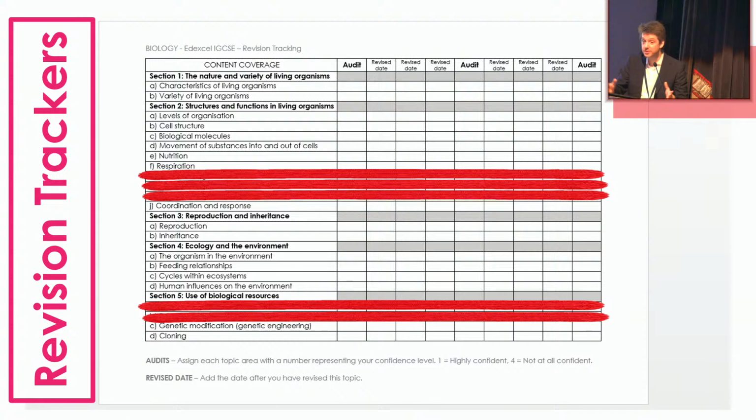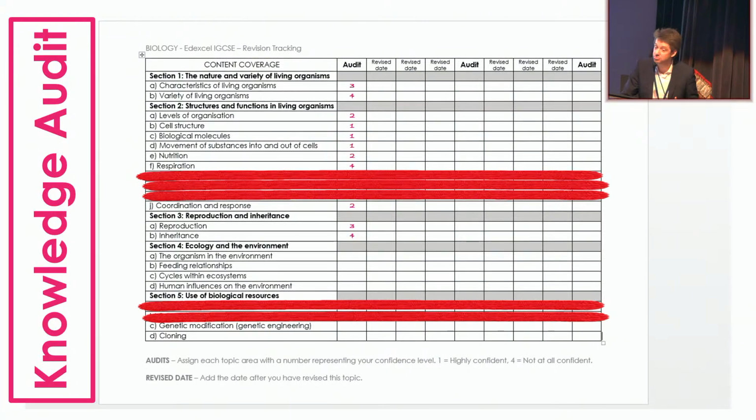But you want to cross out the stuff that maybe isn't going to be covered or you don't need to cover. But you do need to be careful. I'm not telling you don't revise excretion or selective breeding. I do not know, so this is just for example purposes only, but you want to figure out what you need to cover. Then you could audit your knowledge, give it a rating.